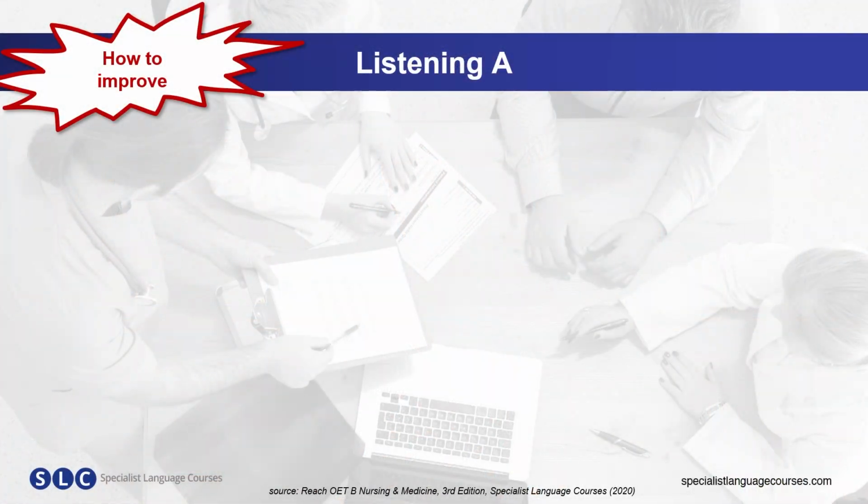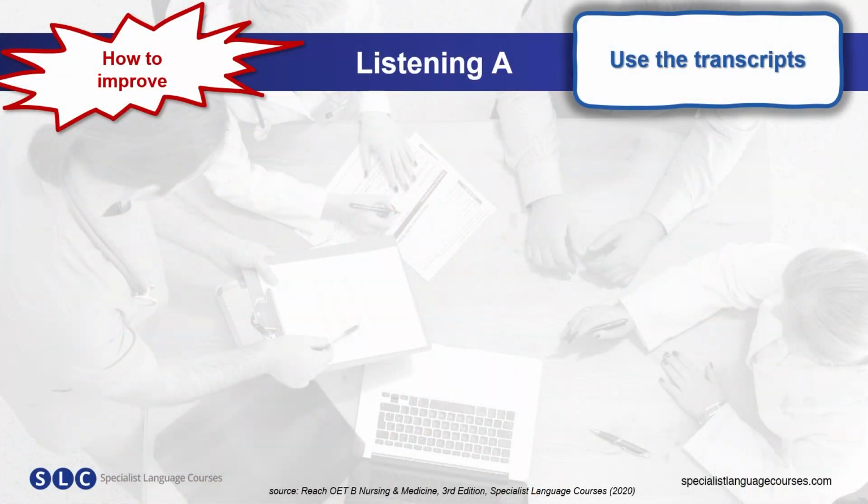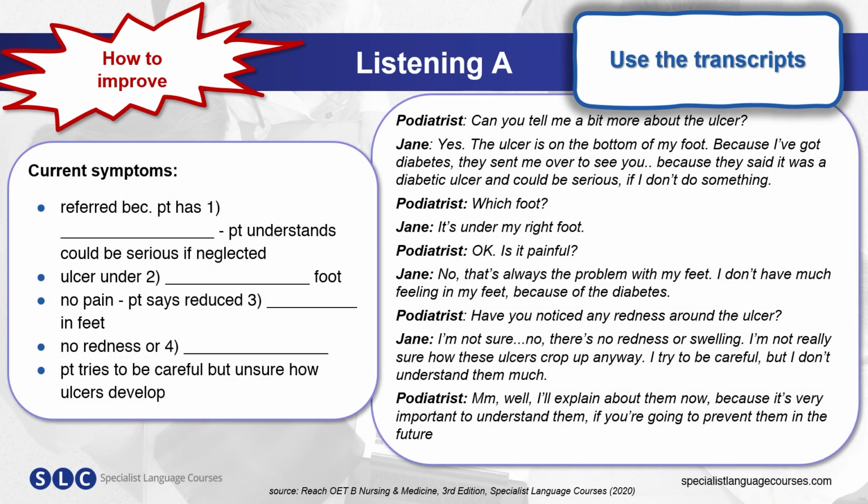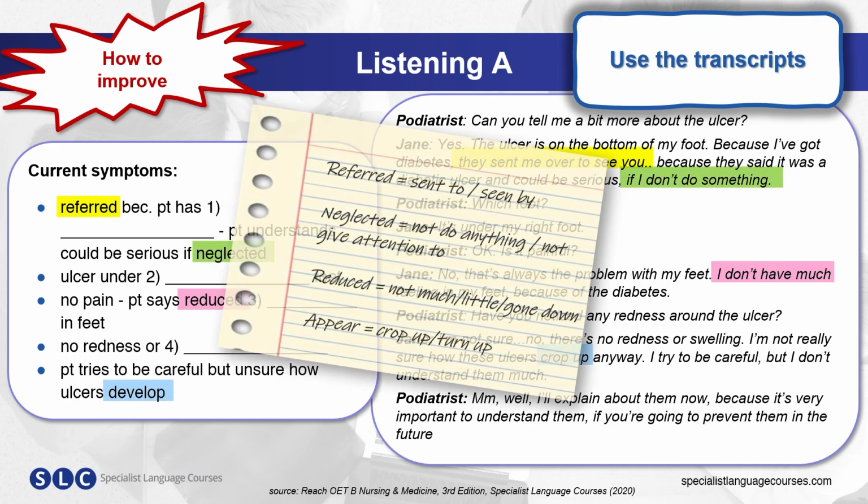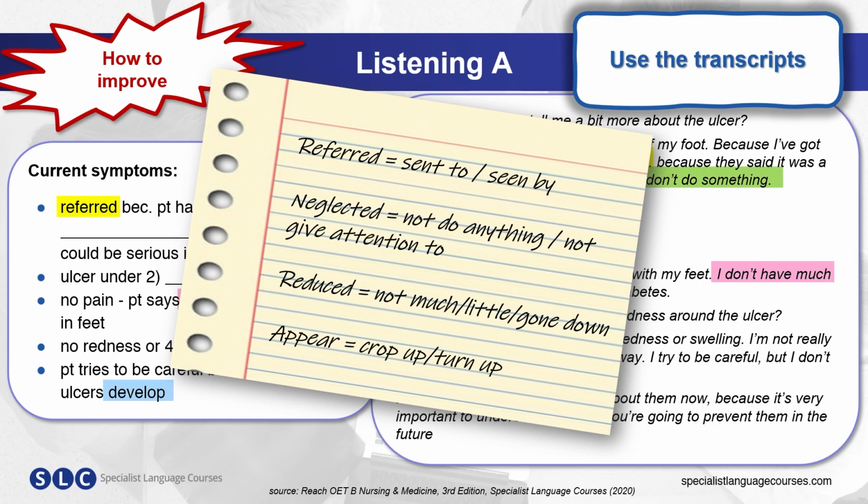It's really important that you improve your skills for the OET listening test. Let's take a look at some things you can do in your self-study time for listening Part A. One way is to use the transcripts to improve your vocabulary. Look at the way the notes have been expressed in the audio. For example, here, referred is expressed as "they sent me over," reduced as "I don't have much," and so on. Keep a note of synonyms and paraphrases in your notebook and review regularly.